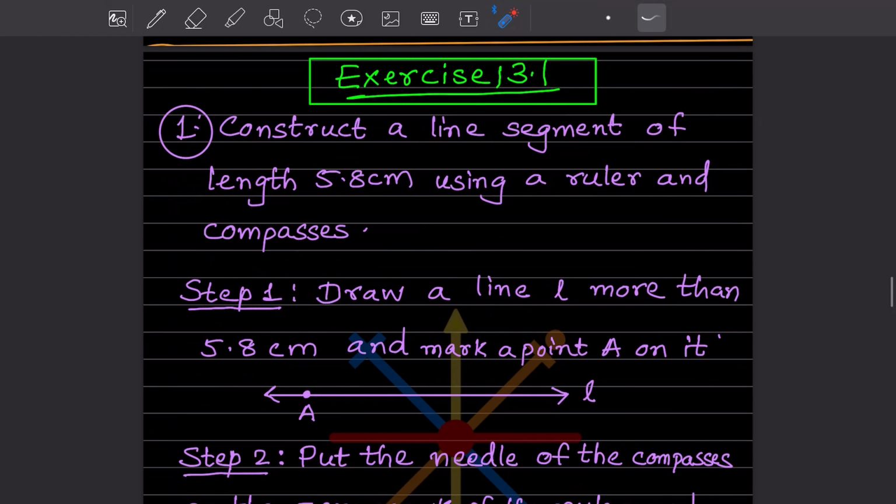Now we'll start with the exercise. The construction is: construct a line segment of length 5.8 centimeter using a ruler and a compass. We have seen the ruler and the compass. These are the steps of construction, step 1, step 2. First, we are going to draw a line L. This is the line I have drawn, that is L. Here it is given 5.8 centimeter, but whenever we draw a line, we draw more than 5.8 centimeter, and we are going to mark a point A on it.